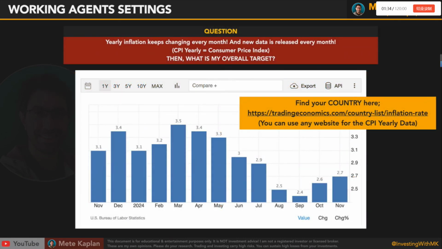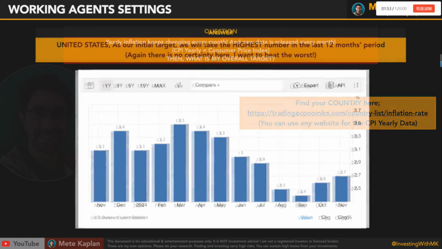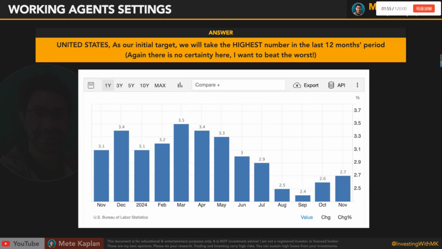On the Trading Economics website, you can find this chart, the CPI data for your country, basically consumer price index changes for your country. This is the official government inflation. This chart basically shows me ongoing yearly inflation, how the price of goods keeps changing compared to 1 year ago. Very simple chart.